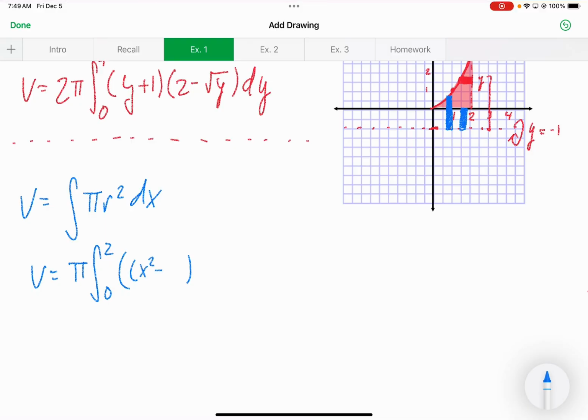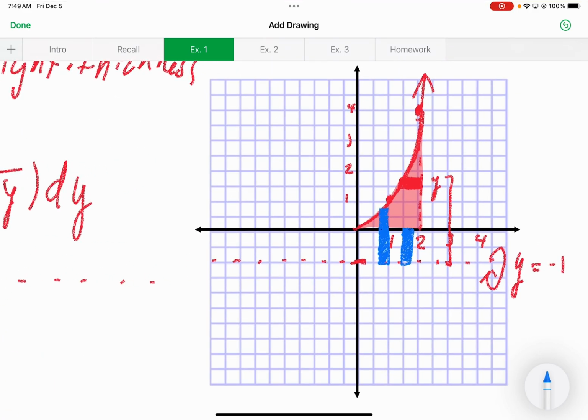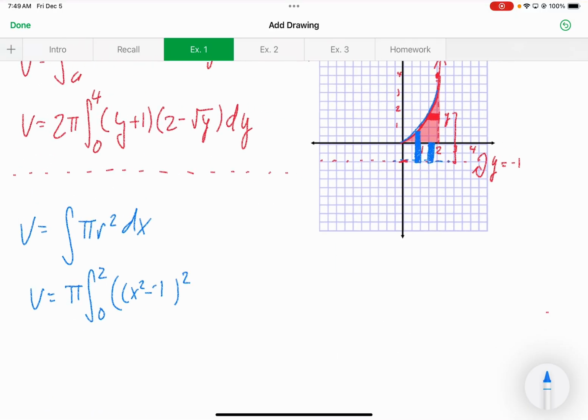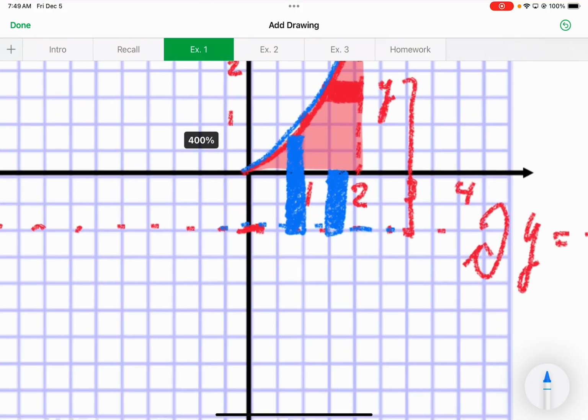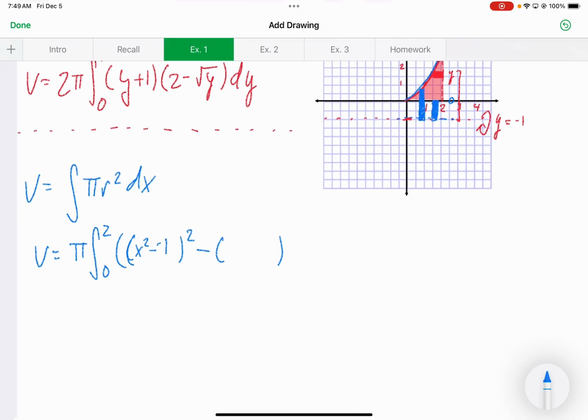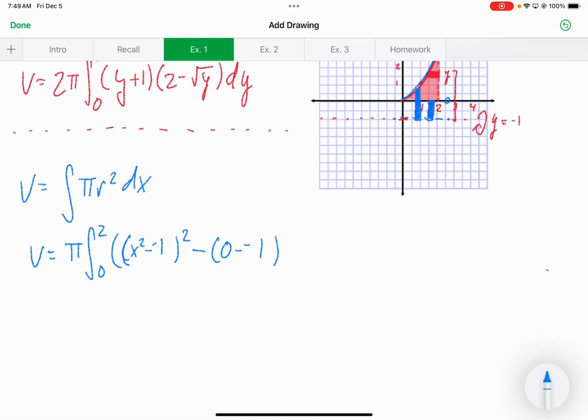The bottom part of that would be what? So I would do x squared minus this part right here, which would be -1. Quantity squared. And then subtract. Now I need to subtract out the radii of the piece that I want to carve out. So then that would be my second rectangle I drew there. The top part of that rectangle is 0, and the bottom part of that would be -1. So I would have 0 minus -1 quantity squared. dx.